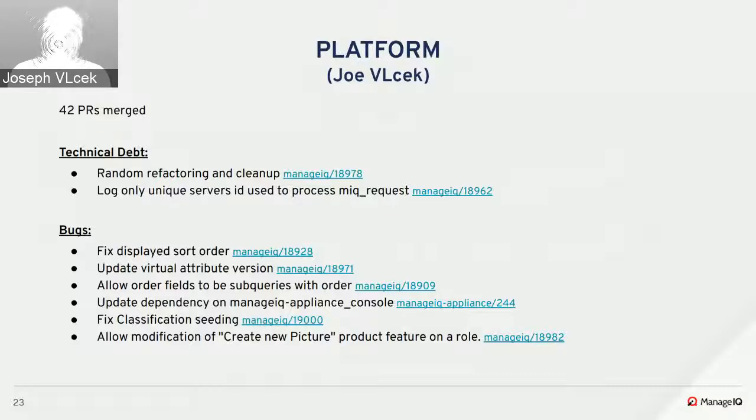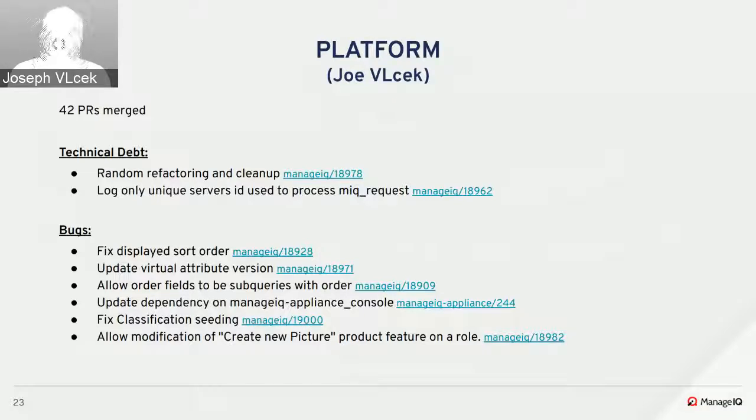For technical debt, Brandon did some random refactoring and cleanup of the service class, and Yuri made a change that will prevent MIQ requests from requeuing by only logging unique server IDs. For bug fixes, Keenan fixed a couple involving invalid sort order on table displays. He also updated the virtual attribute gem version, which pulled in fixes around turbo buttons and some performance issues. And Keenan fixed a bug where report requests would fail on an invalid SQL query when sorting. He accomplished this by allowing order fields to be subqueries.